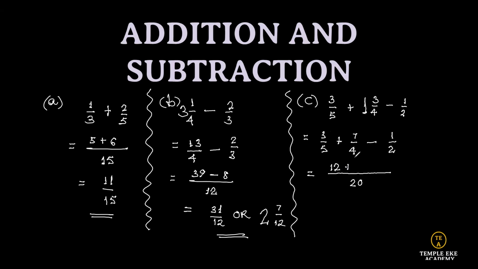Plus 4 divides into 20, that's 5. 5 times 7, that's 35. Now minus 2 divides into 20, that's 10. 10 times 1, and that's just 10.